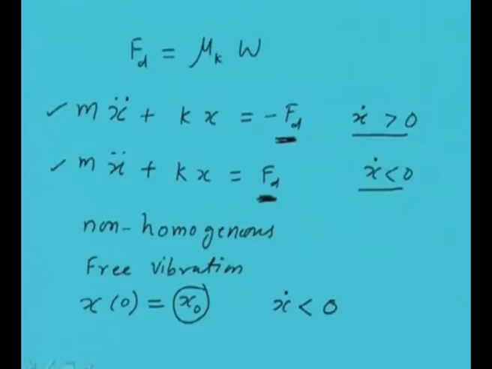So, velocity will be 0. Initially, we need to take this equation in which the velocity is this to find out how the response is changing. Initially, when we give the x naught displacement, the velocity is 0. So, we need to consider the second equation first.